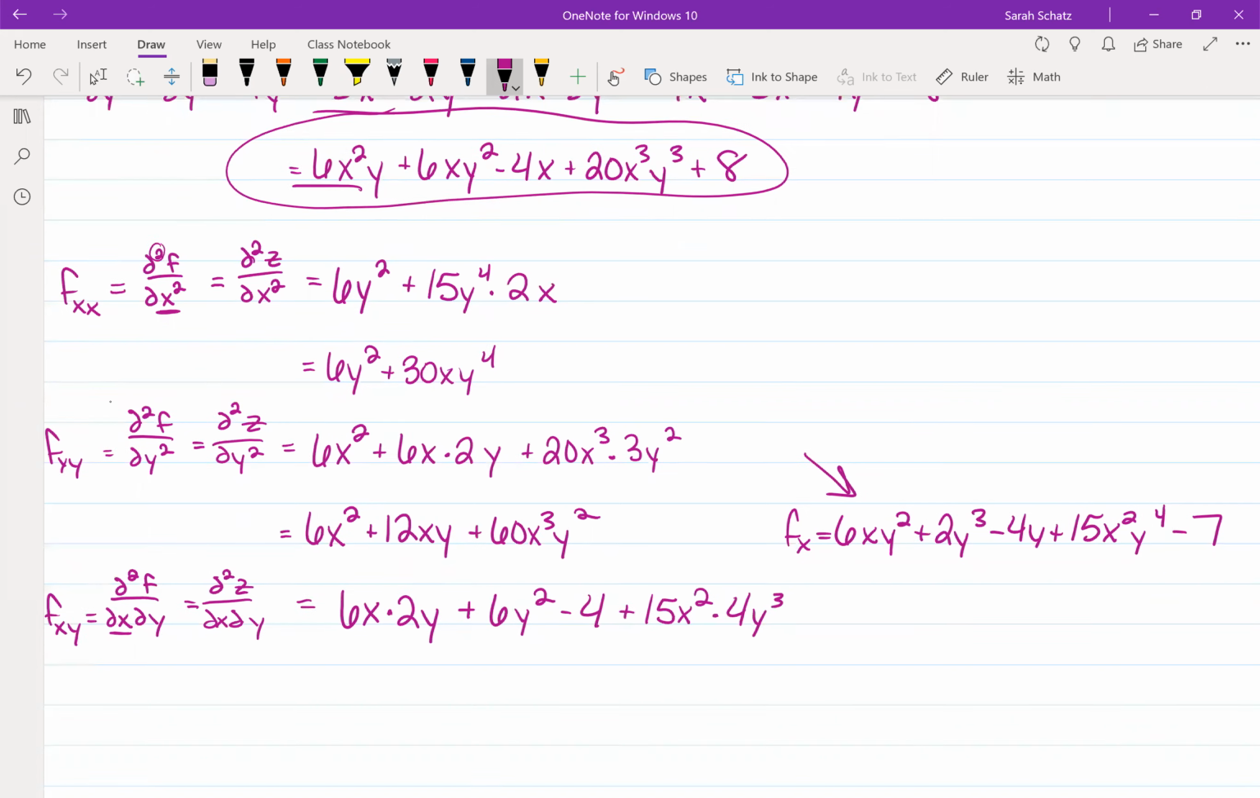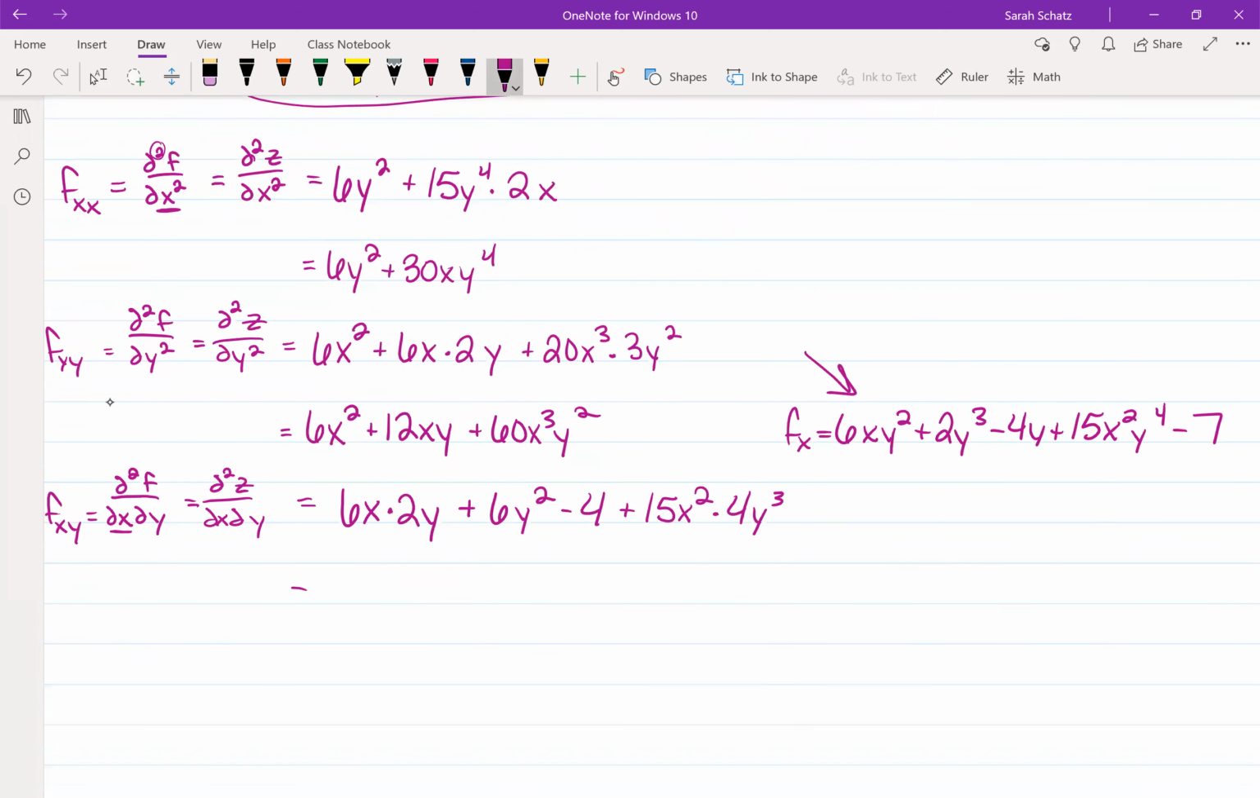Okay, so let's clean this up a little bit. I end up with 12xy plus 6y squared. I'm going to put that minus 4 at the back. Let's do plus 5. No, we're going to multiply the 15 and the 4. So we get plus 60x squared y cubed, and then let's put that minus 4 at the back. Okay, so there's fxy. Let's find fyx.